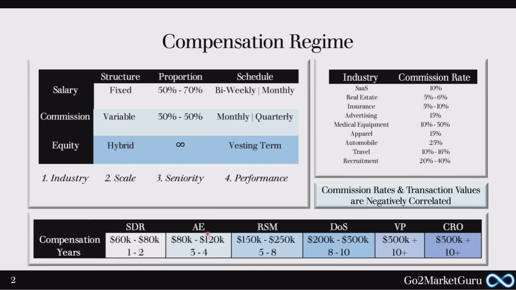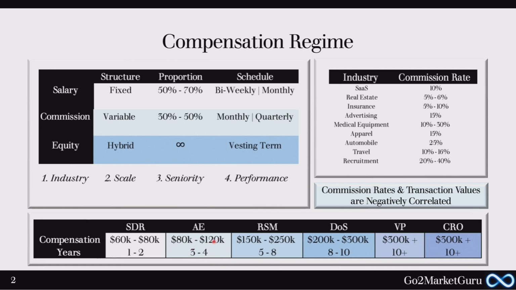As an account executive, if you achieve your quota, you can make between 80 and 120,000. As an RSM, between 150 to 250,000, with 200 being the average. Director of sales, anywhere from 200 to 300, and then as a VP and CRO, you're making north of 300K every year. I will say, however, these numbers do vary.